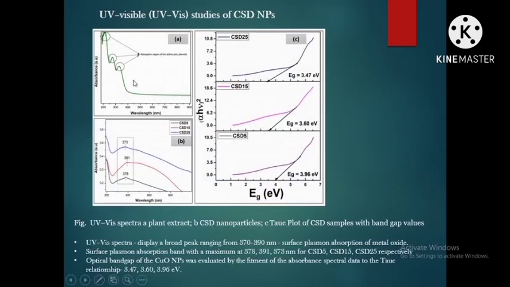The results of UV visible spectroscopic analysis. Here, when you take a UV visible spectra, you can observe a few bands which are responsible for the polyphenols present in the plant extract, whereas this image, B image, shows the surface plasmon resonance absorption peaks of the copper oxide nanoparticles synthesized after the process. These bands obtained at 373, 391, 378 are responsible for the surface plasmon resonance bands of the copper oxide nanoparticles. Energy band gap was calculated using Tauc plot and the band gap energy was found to be 3.47, 3.6, 3.96 electron volt correspondingly.